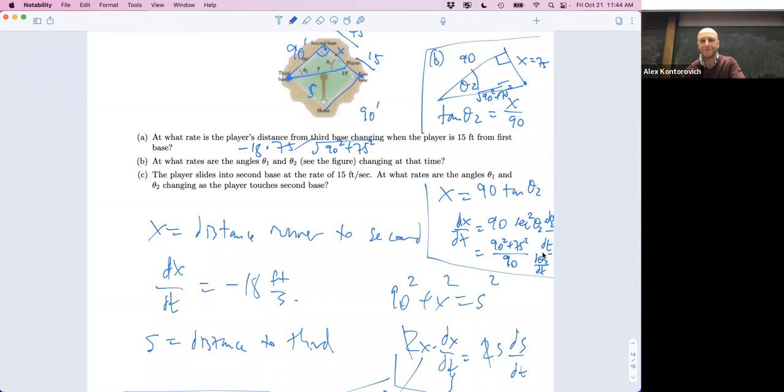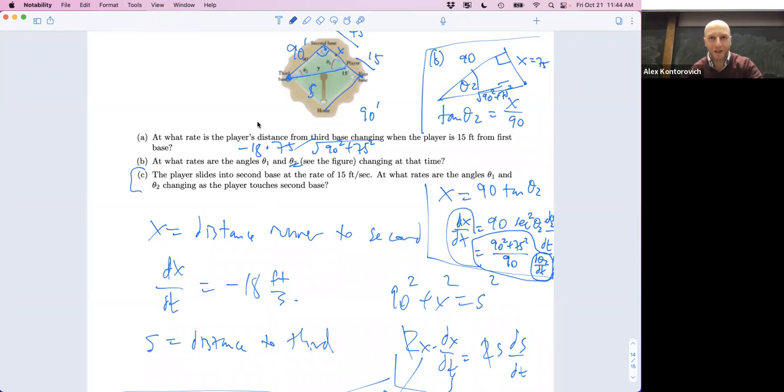God, this is awful. That's dx/dt, and we want to solve for d theta/dt, so we just move that to the other side. It's not that bad, actually. So that's d theta 2/dt. Should we do the last problem? We didn't do theta 1. I'll let you do that one on your own.